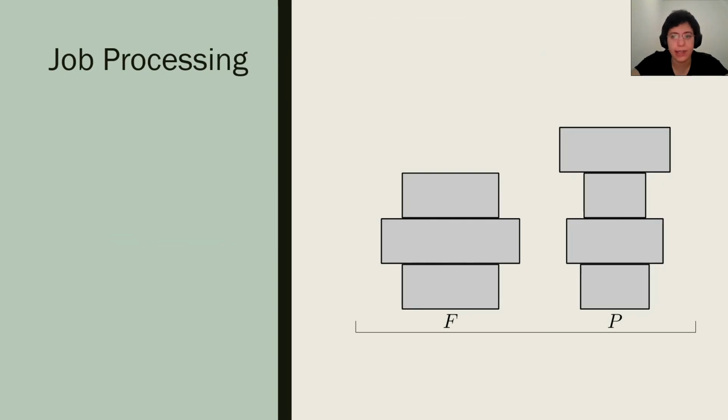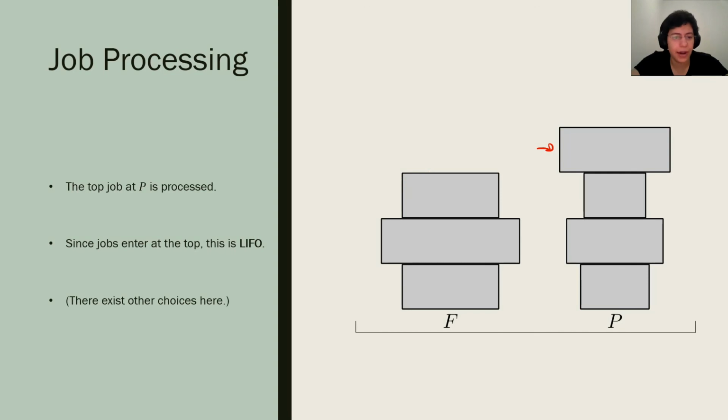Now for job processing, we use a very simple rule. We process the top job at P at any point in time. So it's this job here. Since jobs enter at the top, as we're going to see, this processing rule is in fact LIFO, last in, first out. And there are other options for how to process things in P, but we're going to stick with LIFO for now.